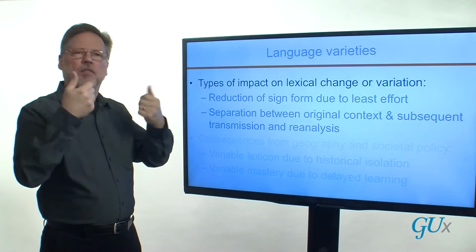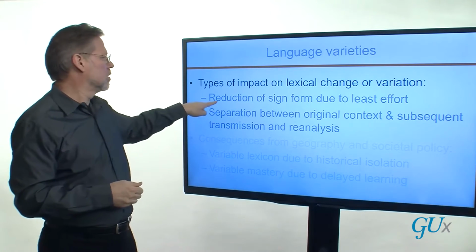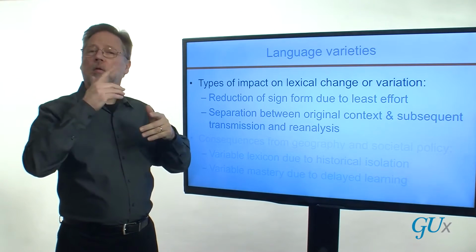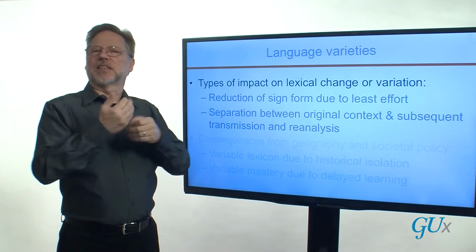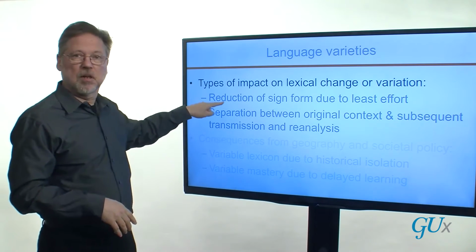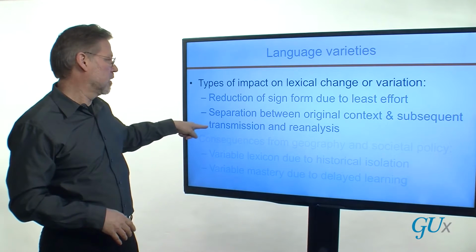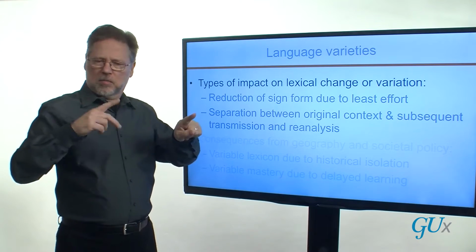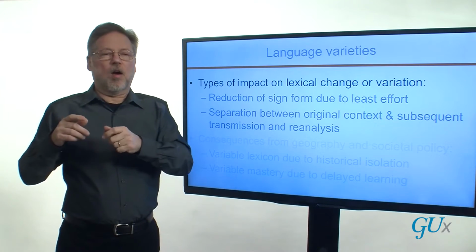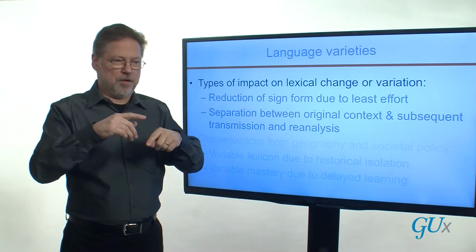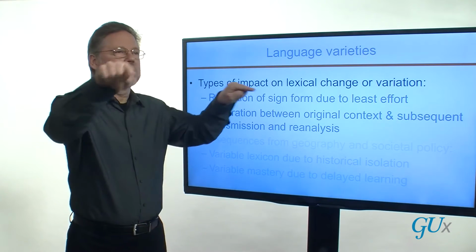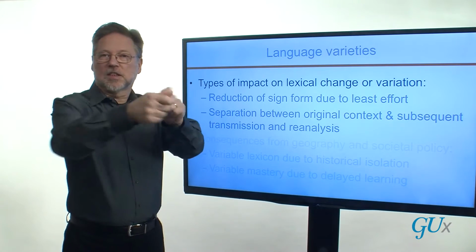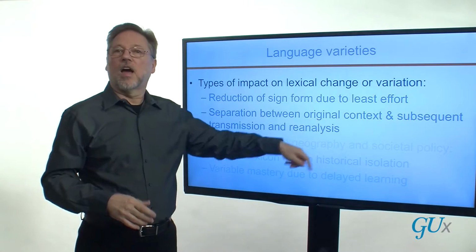It may be simple if we separate variation from natural lexical change this way. Reduction of sign forms happens when a complex movement that is difficult to produce is selectively reduced to make it easier to produce. That's one way. A second way is that separation between the original context and subsequent transmission and reanalysis creates variation. The key point here is that signs change over time, so you have to see where it historically originated. The original form will eventually be transmitted to various places. When that happens, sign changes occur independently of change in other places, now that they're separate from the original context.